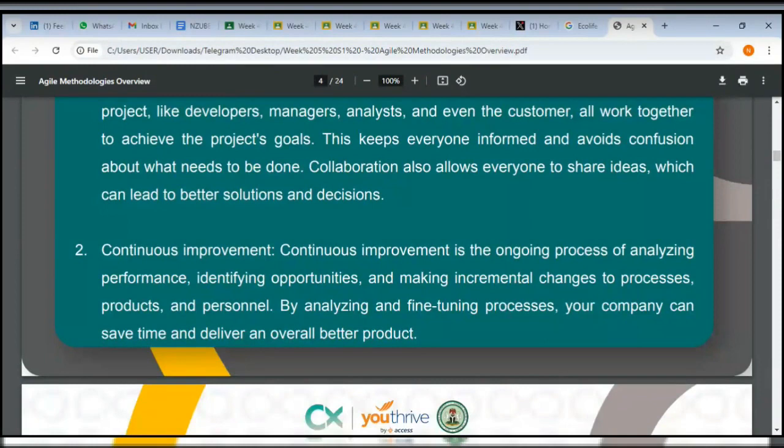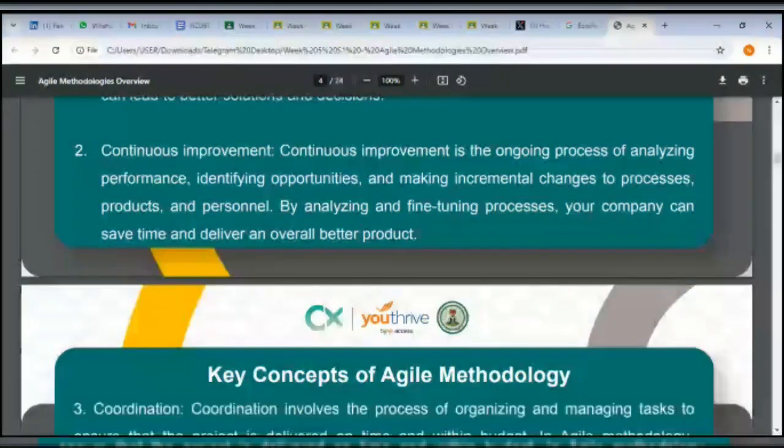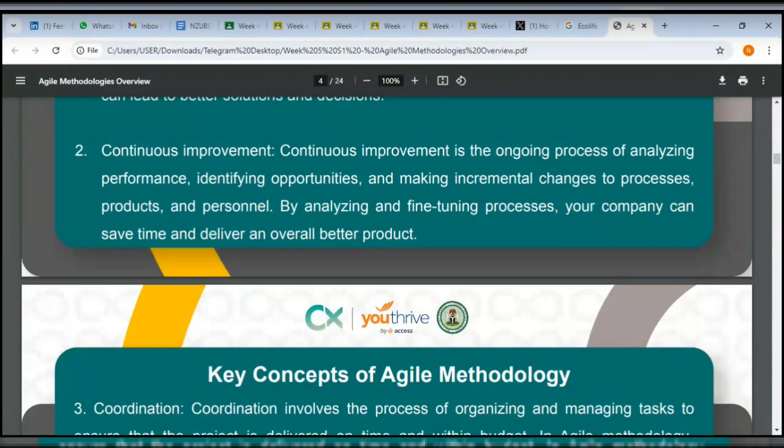Continuous improvement is the ongoing process of analyzing performance, identifying opportunities, and making incremental changes to processes, products, and personnel. By analyzing and fine tuning processes, your company can save time and deliver an overall better product. So, I'll give you an example of the process, because I think everybody understands fixing or improving your product from feedback already. That's the continuous improvement in general about your product.